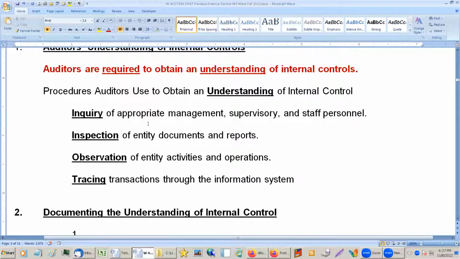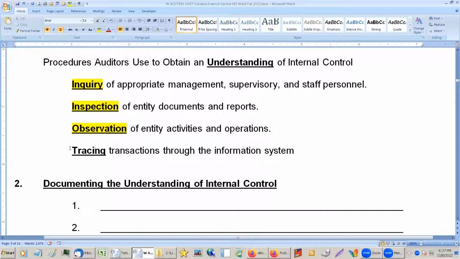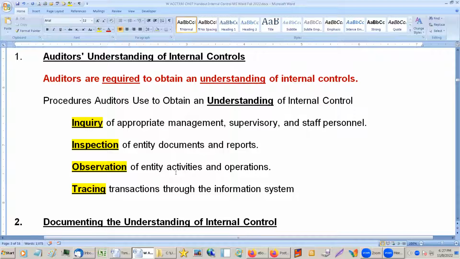Okay. And these, I think we talked about these before. I can't remember though. Inquire, ask people. In auditing, you do a lot of asking people questions. Inspection, looking at the documents. Observation, watching. And tracing transactions through the information. Okay, of these 4 items, which one or ones are probably the best?